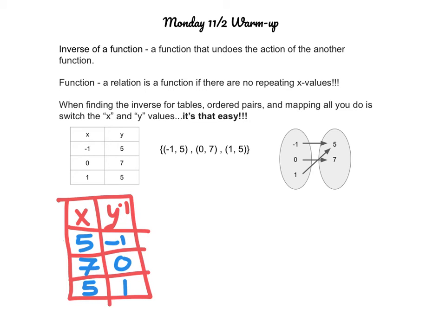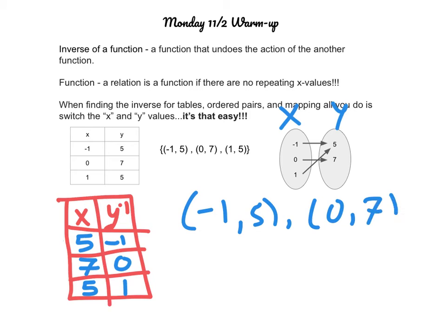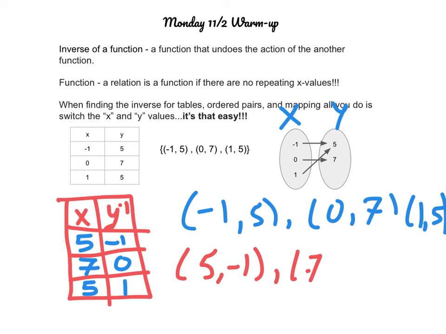So for the mapping situation down here, you would just want to write these ordered pairs out. So it's -1 and 5. Oops, hold on guys. Again, that's just -1 and 5, because remember, this represents x and this represents y. Next ordered pair would be 0 and 7, and next ordered pair would be 1 and 5. In order to get the inverse, all we do is switch these ordered pairs. So this becomes 5, -1. This becomes 7, 0, and this becomes 5, 1. So very simple to get the inverse.